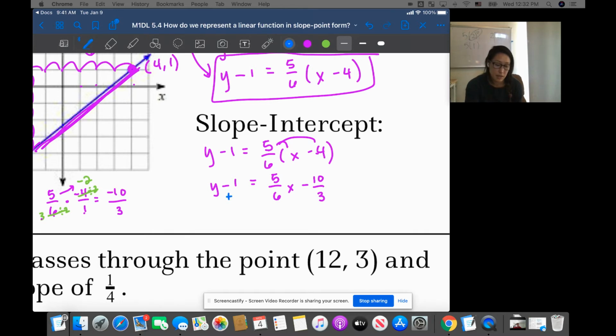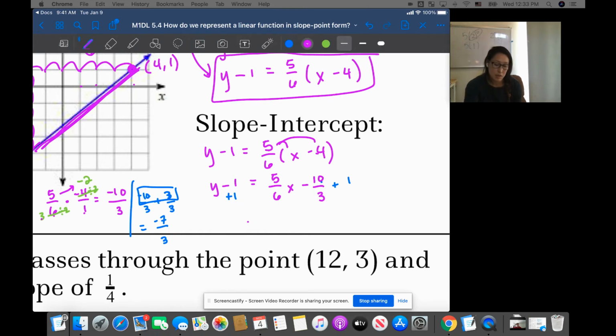And then to get y by itself, we're going to add 1. Okay, so you can get a common denominator here, or I like to do it on the side. So we have -10 over 3 plus 1. We can rewrite 1 as 3 over 3 so that we have a common denominator. So add the numerators. -10 plus 3 is -7. So -10 over 3 plus 1 gives me -7 over 3.